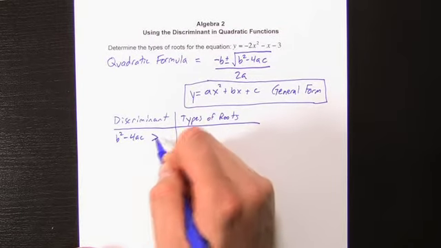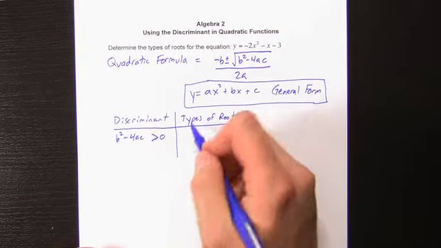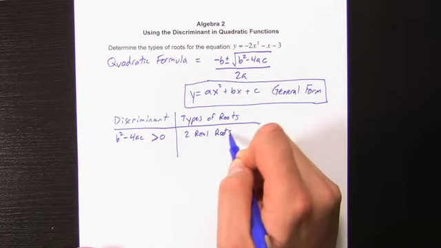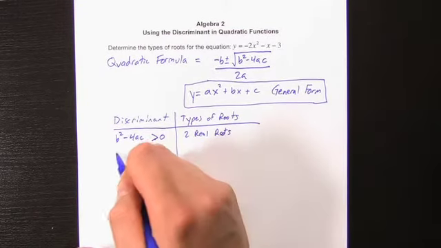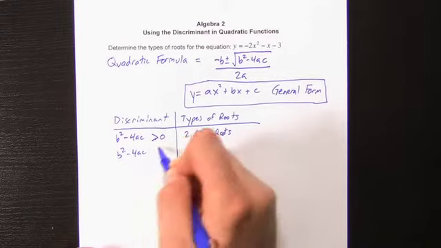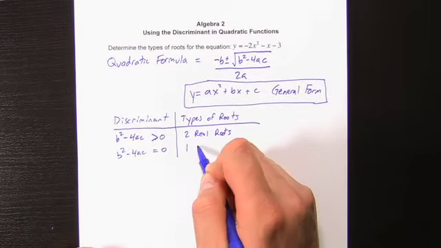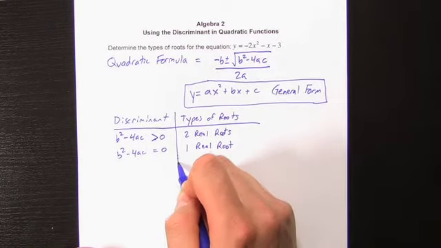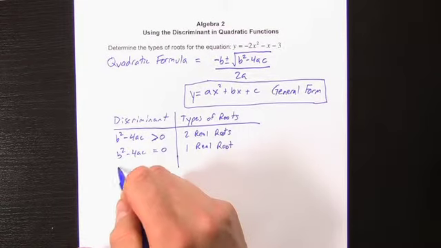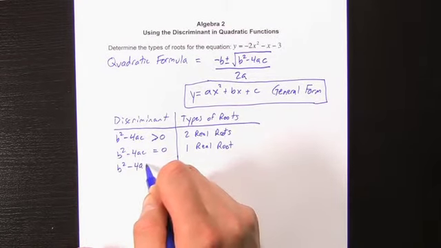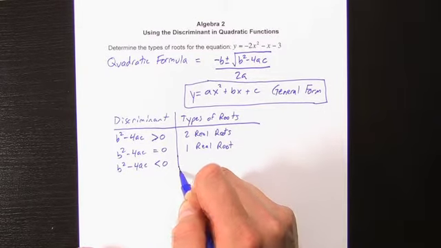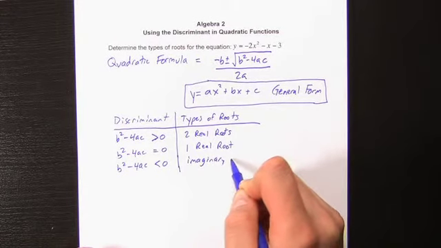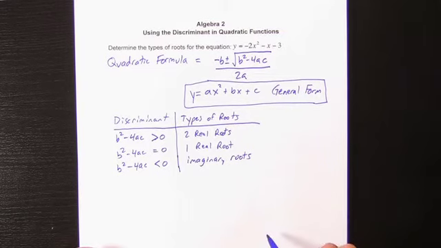If that happens to be greater than 0, which means that it's positive, you're going to get two real roots. They'll be basically real numbers. All right, so two real roots. If the discriminant is equal to 0, then you're going to get one real root, and it's probably going to be a double root because it'll be the same point. If you have the discriminant less than 0, that means that it's negative. You're going to have imaginary roots, which means you'll have imaginary numbers.